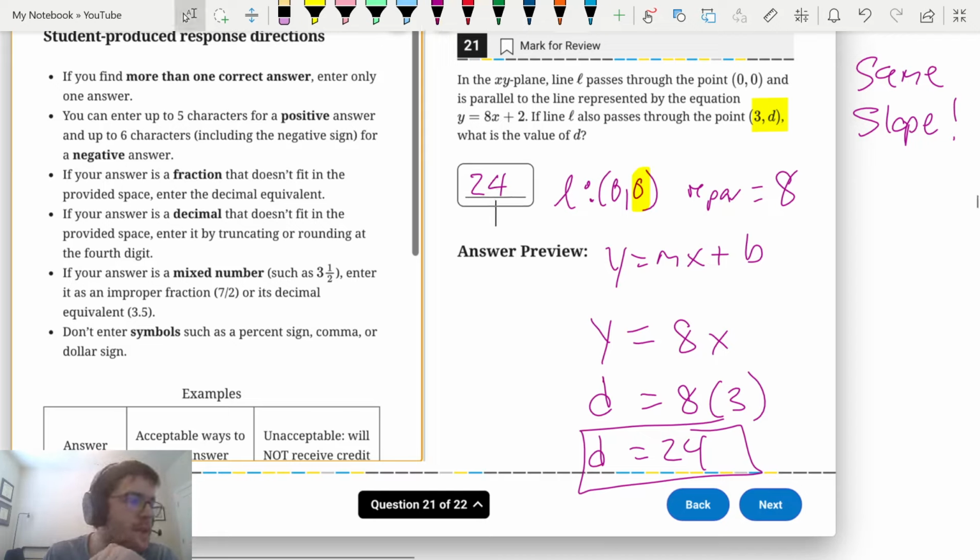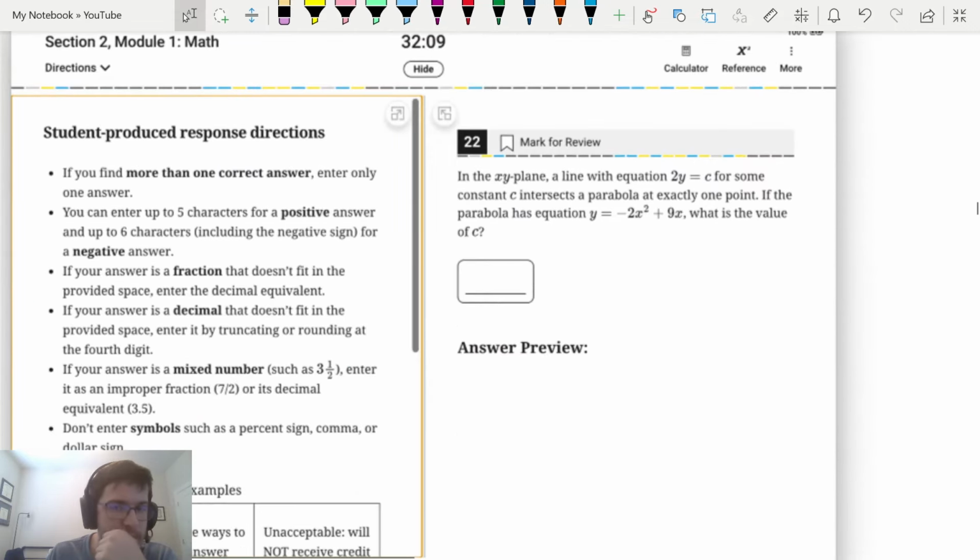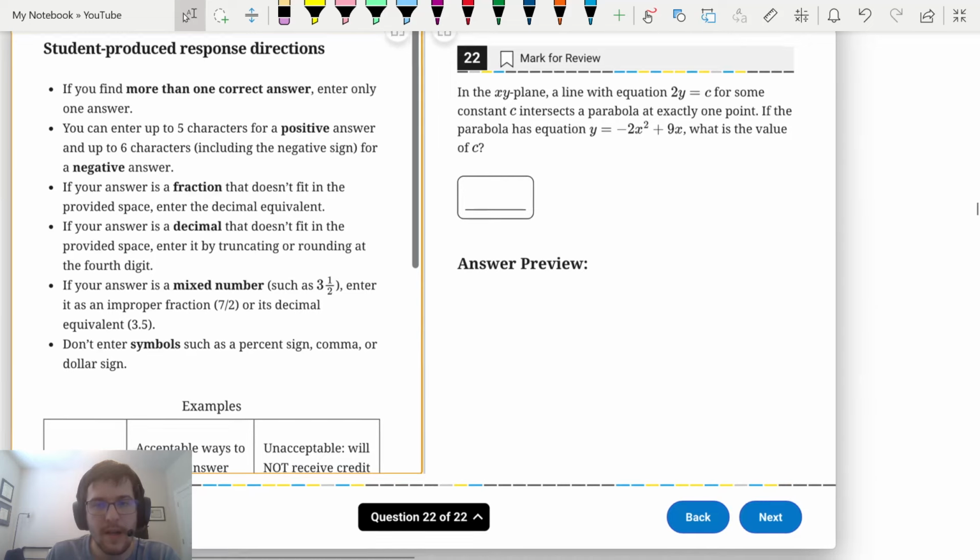Okay, great. All right, let's keep going. There's one more. This one looks a little annoying. This, in my mind, has got to be probably the hardest one on this section.